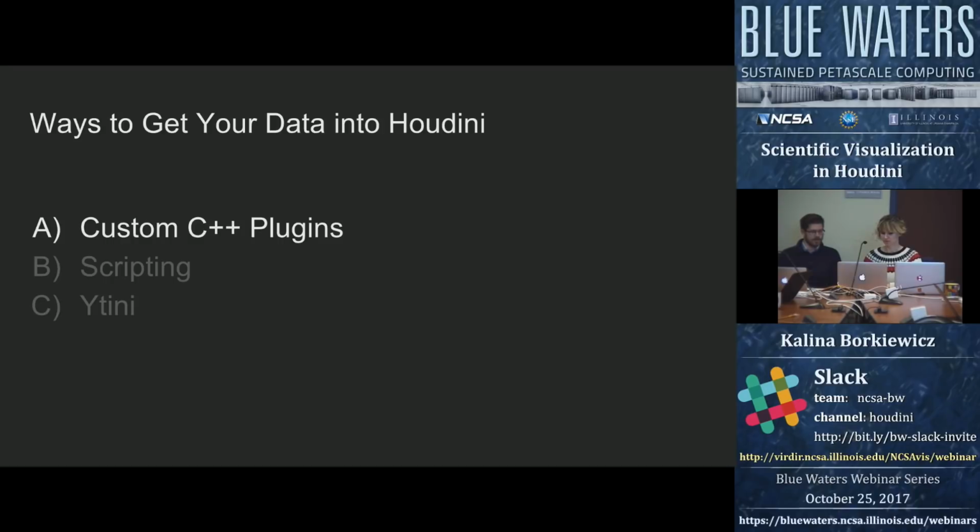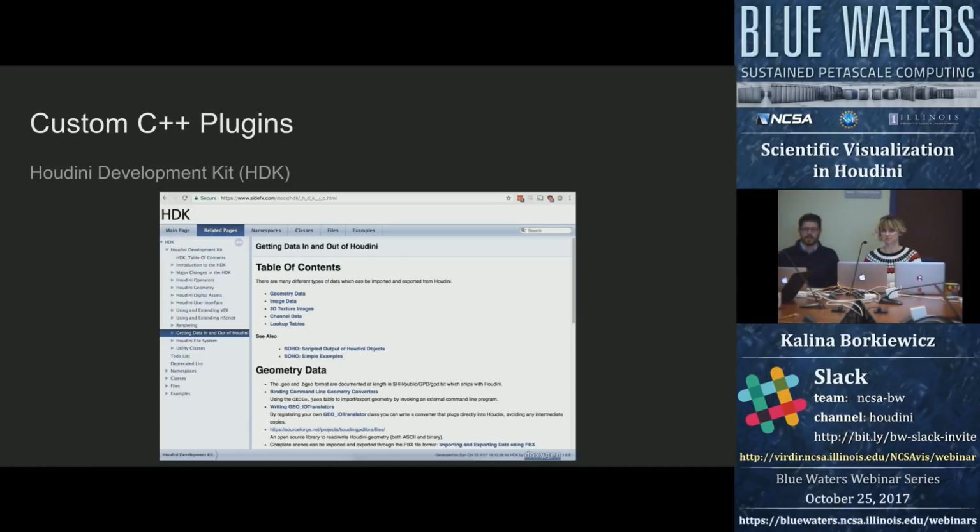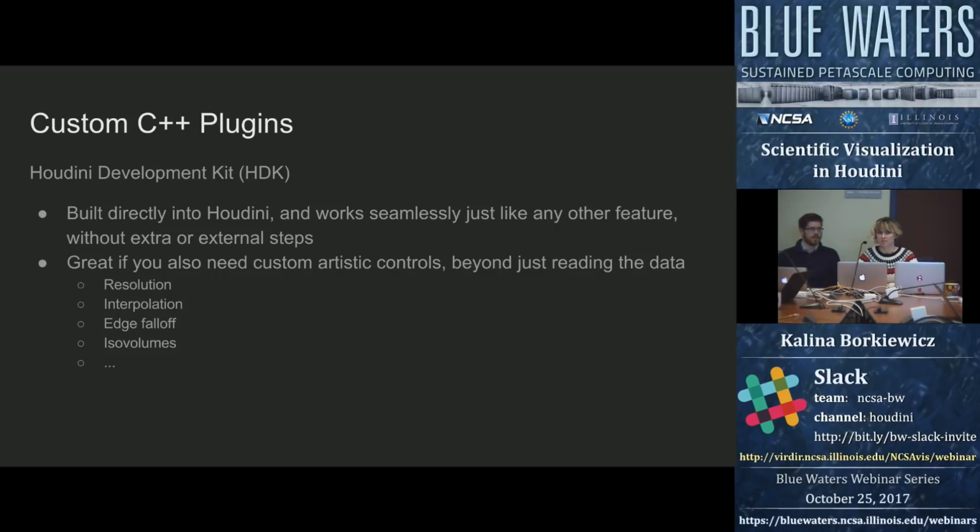So one of those ways is by writing custom C++ plugins. If you Google getting data into Houdini, this will be the first result that you find. This is very well documented, and for many cases, it might actually be overkill. So writing a C++ plugin means that you create a node or some sort of element that fits directly into the Houdini user interface. So if you're then using Houdini, you can use the tab key, you can use sliders and parameters, and it works just like any other native Houdini element.